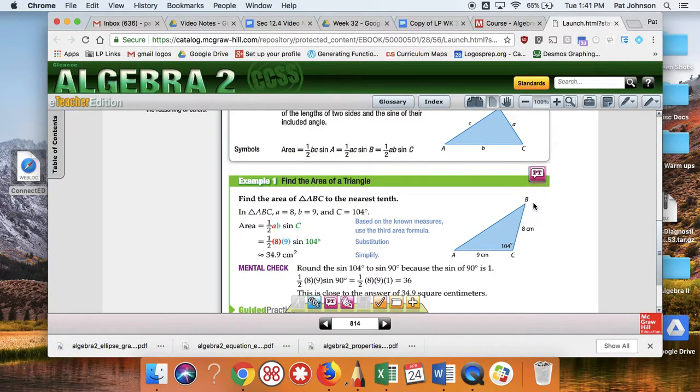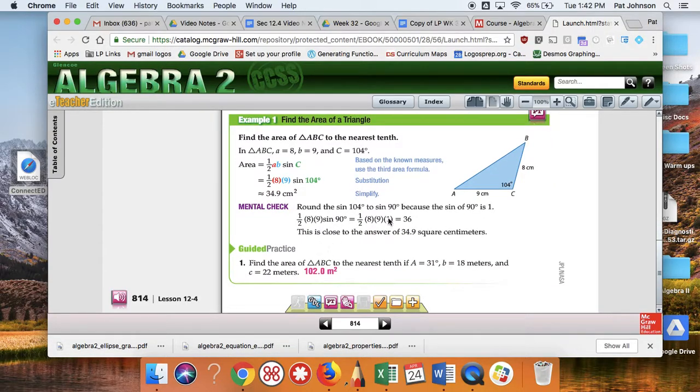They tell us little a, which is right here, is 8 centimeters, and b, this side segment AC across from angle B, is 9 centimeters. And they tell us the inclusive angle is 104. So the area is 1/2 times 9 times 8 times sine of 104. Make sure your calculator is in degrees, not radians. Then you punch it in, and you should get approximately 34.9 square centimeters, because we're talking about area.